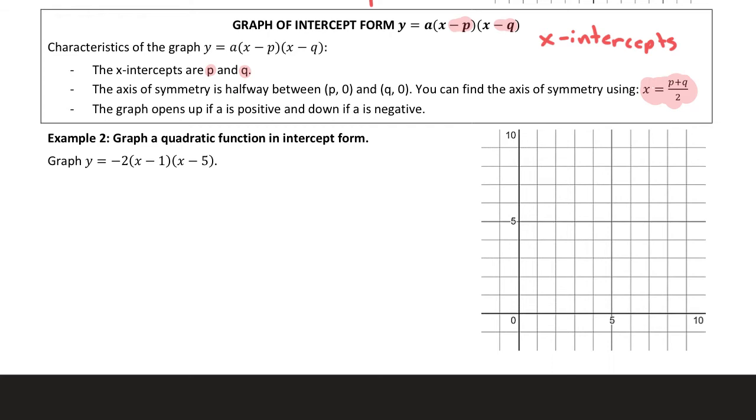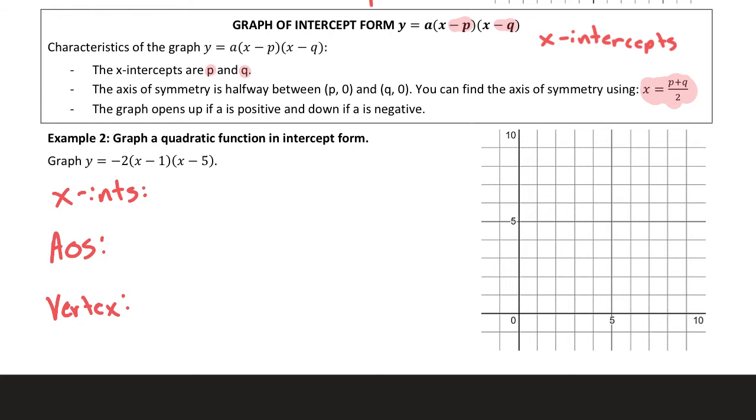So in example 2, I'm going to lay out all the important information. We're going to find both the x-intercepts. We're going to find the axis of symmetry. We're going to find the vertex. So it's going to take a little bit more work with this one.